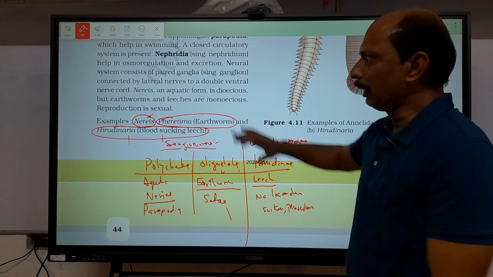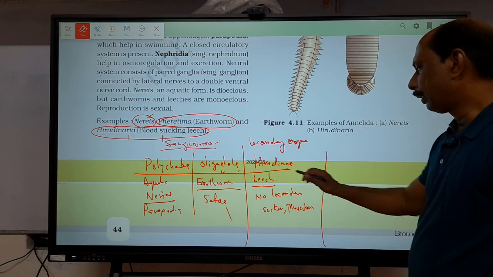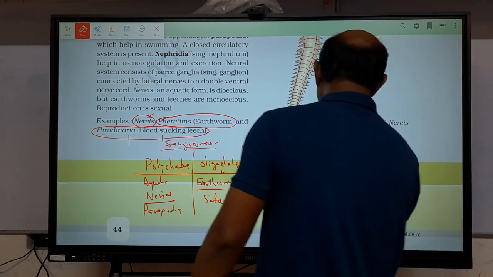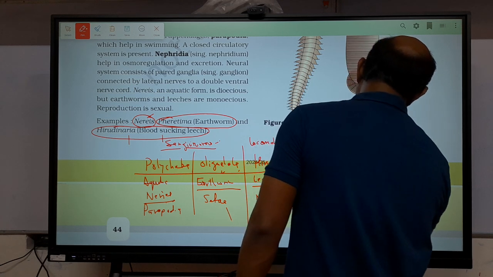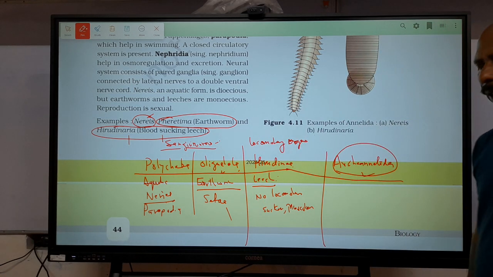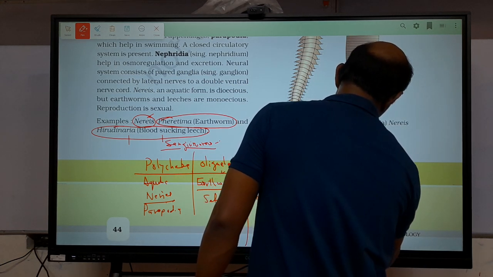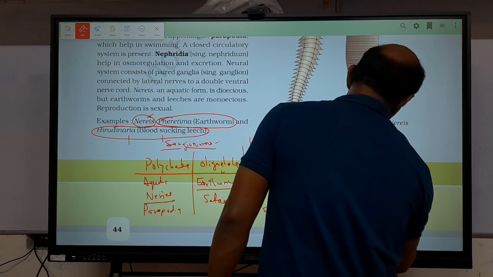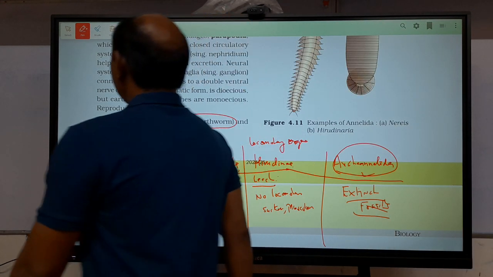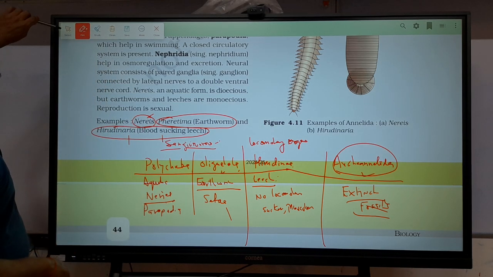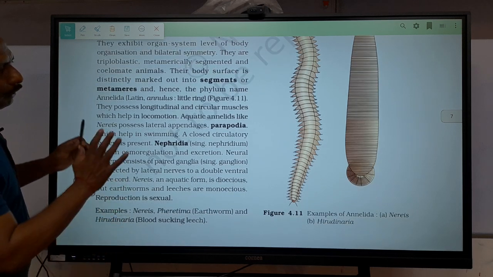So we have 3 classes in our Annelida: Polychaeta, Oligochaeta, Hirudinea. One more class is there, but it is totally extinct, and this is considered as Archiannelida. Archi means what? Ancient, primitive. So they are extinct fossils. I think you understand this one.